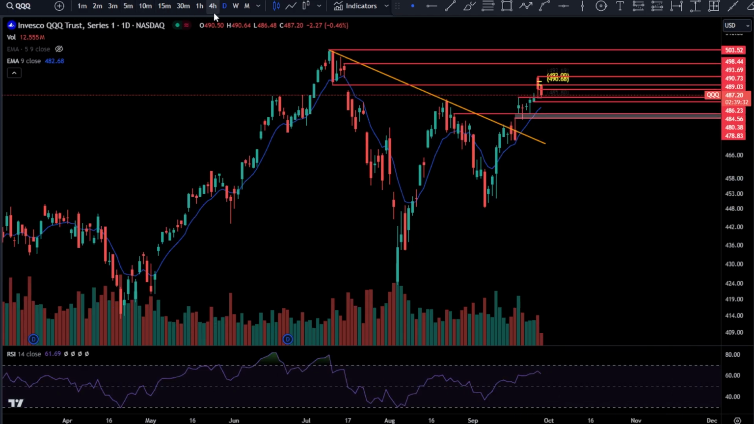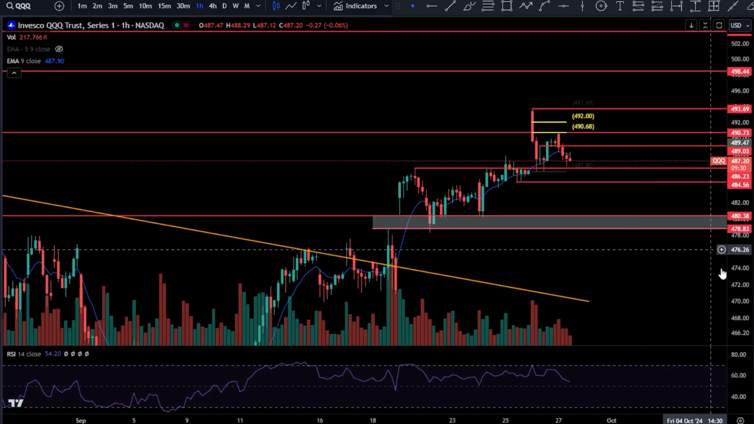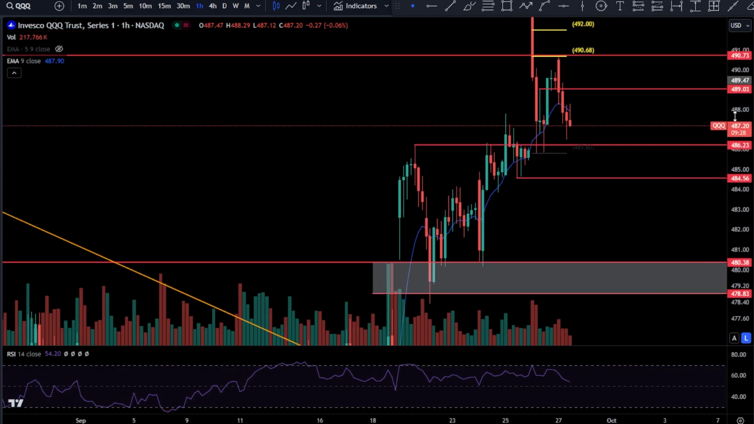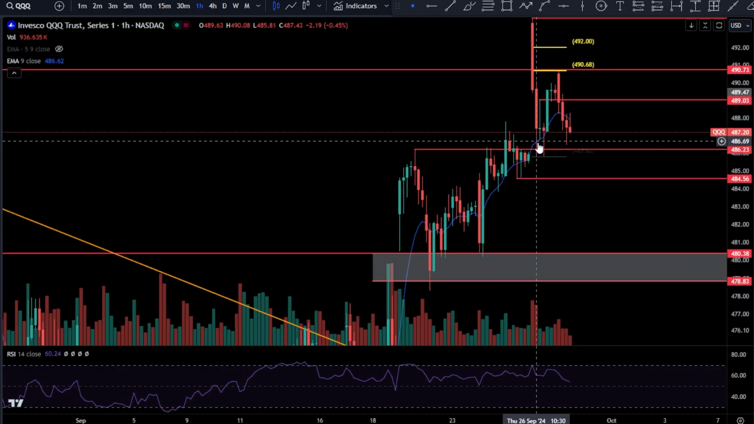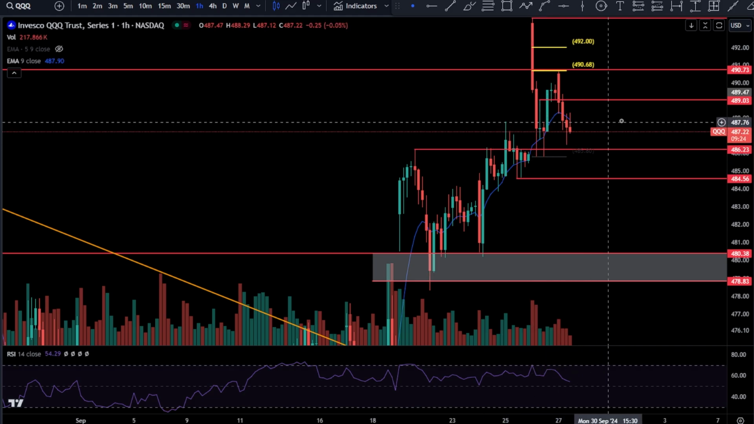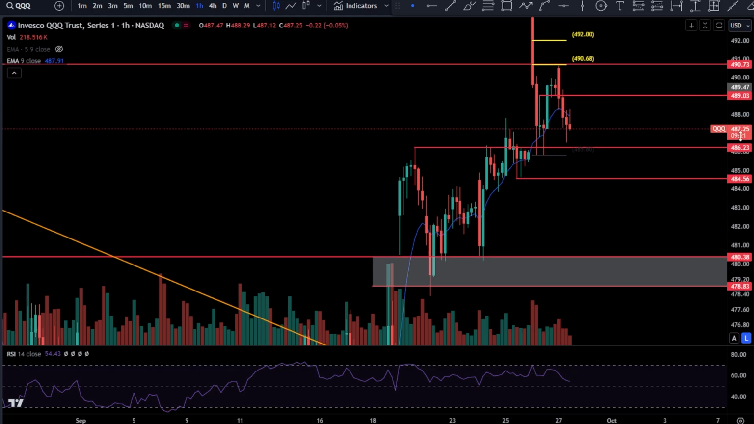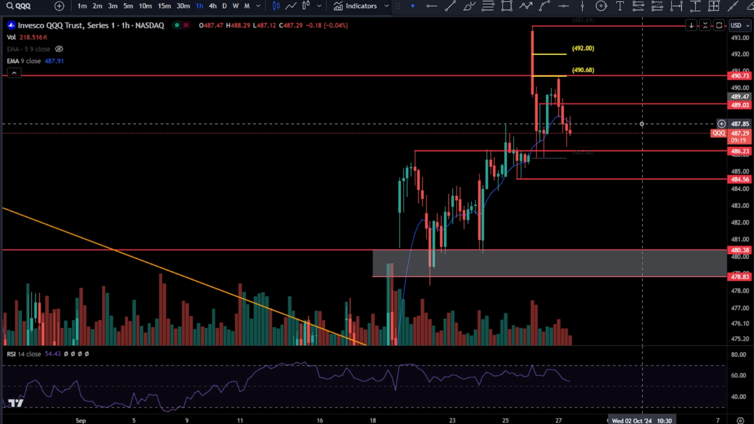But QQQ, guys, what are the levels that we're going to be paying attention to? Let's run through them, all right? Below 486.23, we can see this was a breakout level, right? We already got a reaction over here. Expect buyers there at 486.23, but if they don't step in, 484.56 is incoming.